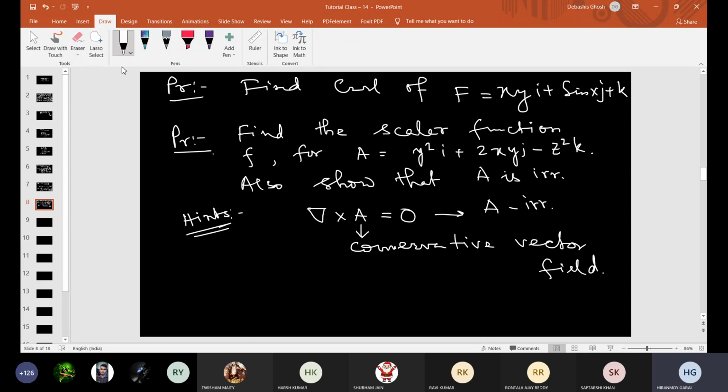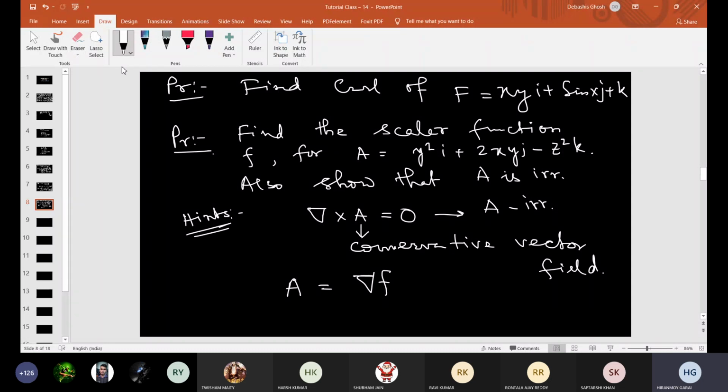Conservative vector field. For every conservative vector field, we are getting one scalar function. That is, your A can be written as the gradient of your f. Yes, 2x minus 2z.